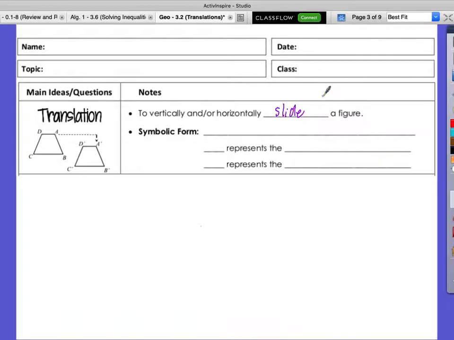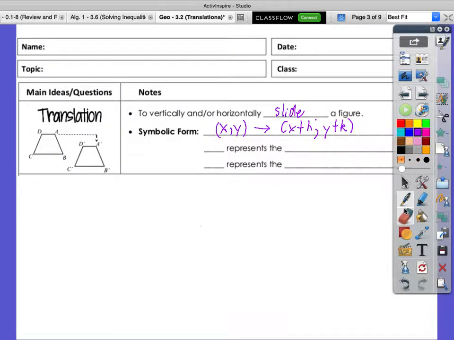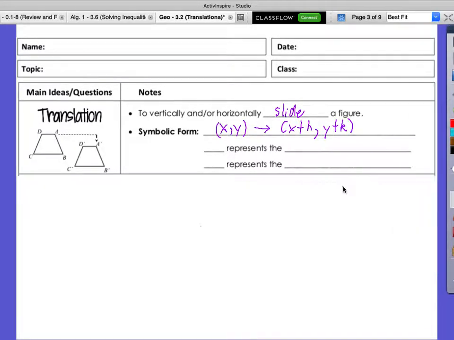In symbols, you remember the x comma y yield thing we just did? We're going to keep doing that. x comma y yields x plus h, comma, y plus k. Now you're wondering, Mr. Swanson, what's with the h and the k? I'm going to ask you to hold your horses, and I'll explain that in a moment.